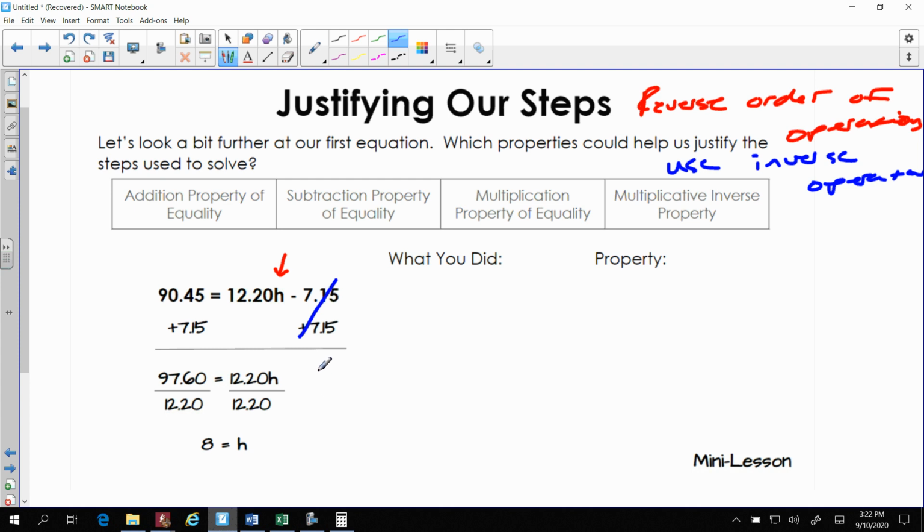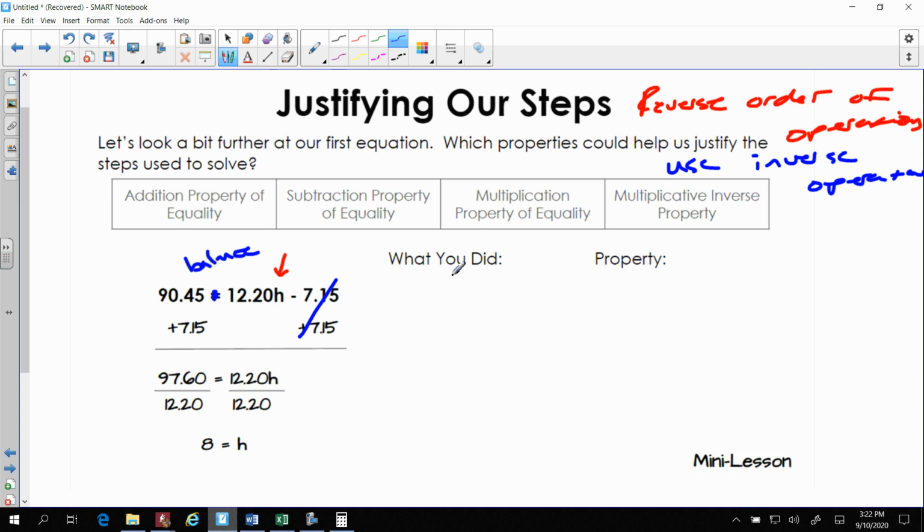It gets zero. But anytime I have an equation, I think about this equal sign as being a balance point. So what I do to one side, I have to do to the other to stay balanced. So when I add $7.15 to both sides, I get $97.60.